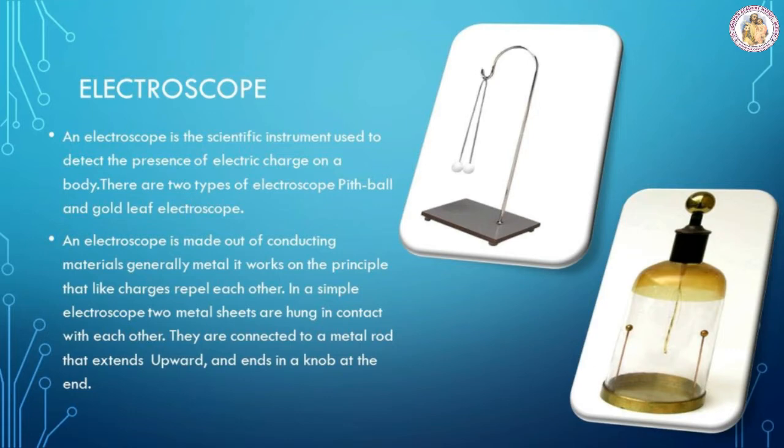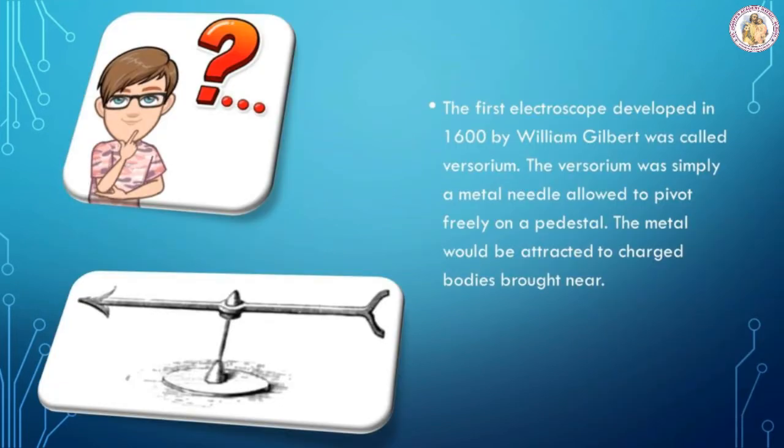In a simple electroscope, two metal sheets are hung in contact with each other. They are connected to a metal rod that extends upwards and ends in a knob at the end. Do you know, the first electroscope developed in 1600 by William Gilbert was called Versorium. The Versorium was simply a metal needle allowed to pivot freely on a pedestal, that means on a base or a support. The metal would be attracted to charged bodies brought near.